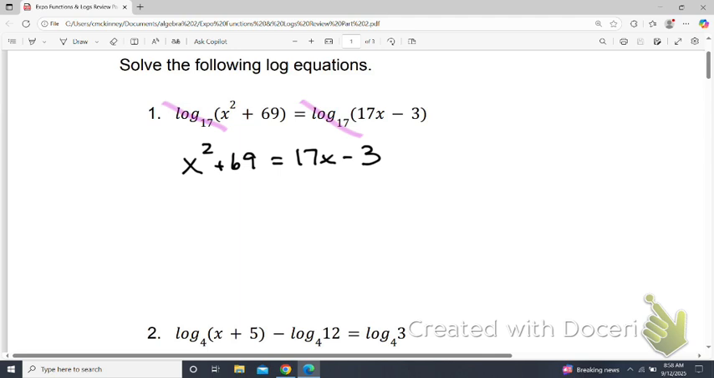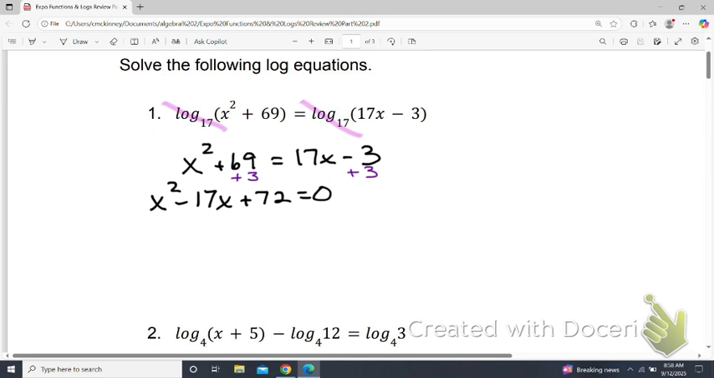And then because we have a quadratic here, we need to move everything to the same side. So we're going to move that 17x by subtracting 17x. And remember, we're moving it to the left side because x squared we want to be positive. And then we're going to move the -3 by adding 3. So whether you write this or you're just thinking it in your head, that 3 is getting added to the 69.